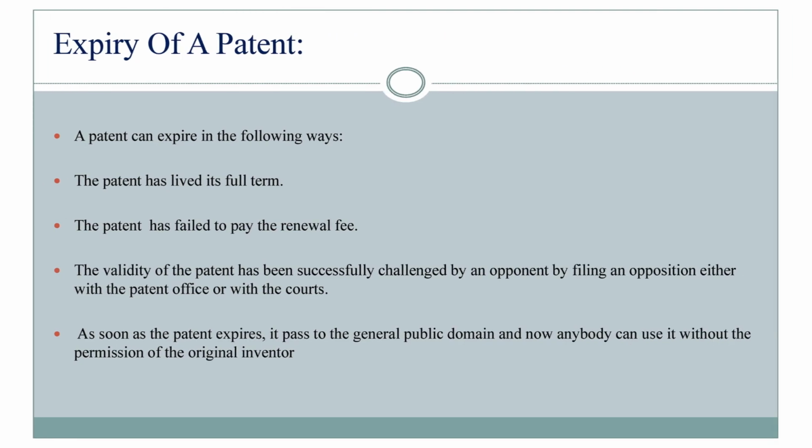Finally, let's discuss expiry of a patent. A patent can expire in the following ways. The first way is the patent has lived its full term. The next way is the patent has failed to pay the renewal fee. Another way is the validity of the patent has been successfully challenged by an opponent by filing an opposition with the patent office or with the courts. As soon as the patent expires, it passes to the general public domain, and now anybody can use it without the permission of the original inventor. Remember this because it is frequently asked in examinations. These 3 ways a patent can expire are a common short answer question.